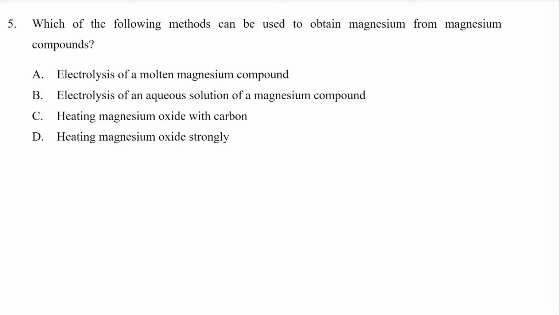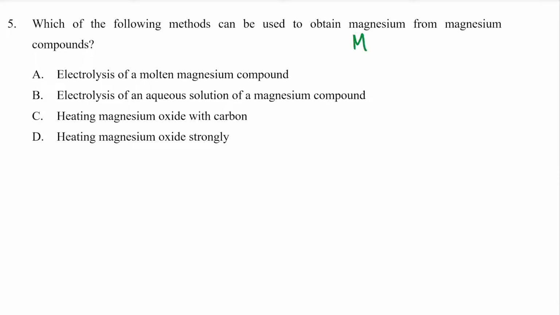2013 question 5. Which of the following methods can be used to obtain magnesium from magnesium compounds? To give you a hint, the question is already providing you with electrolysis, and heating the magnesium oxide with carbon, heating it strongly. So it's talking about the extraction methods.